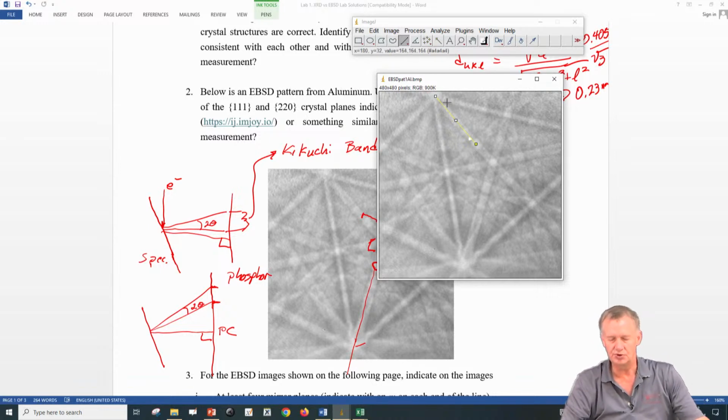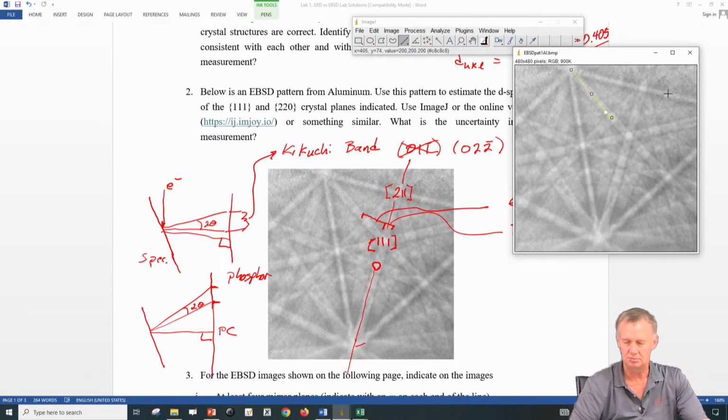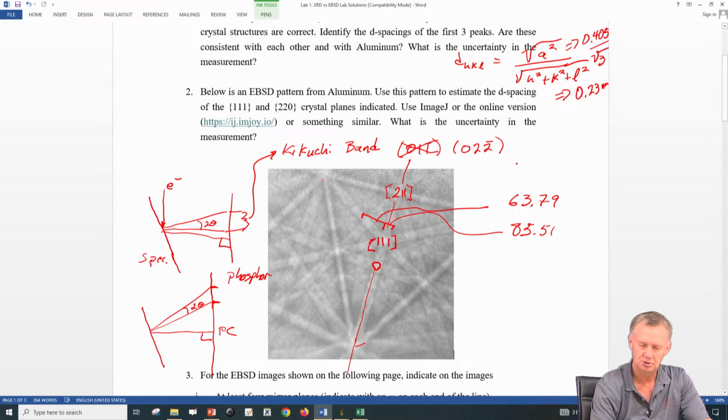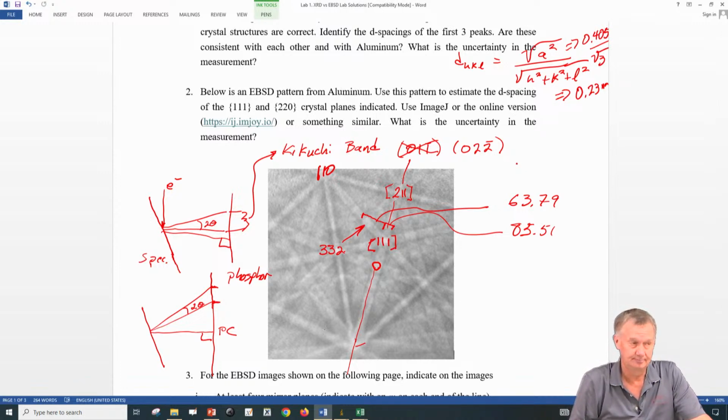Now, knowing those zone axes is necessary, so this is a 110 type. That's a 110 type. This one here is a 332. So what's the angle between those two? How do we get it? Angle between two vectors. Just the dot product, right?